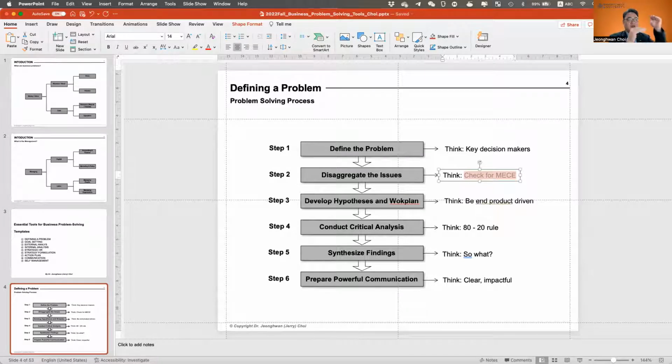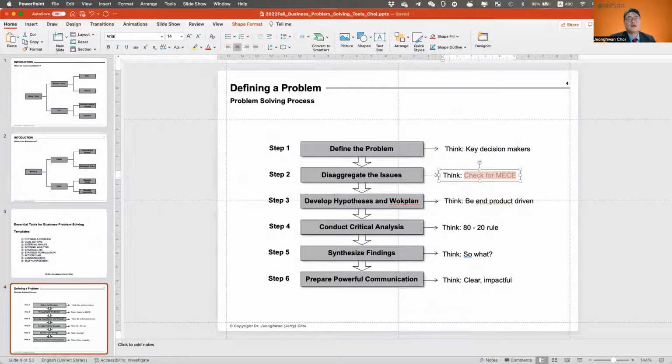What does that mean? Issue by issue, there must be no overlap. Every issue must be independent of each other. And when we add up all the issues, that must cover the big chunk of the problem. That's the mutually exclusive and collectively exhaustive rule when we apply it to the disaggregated issue process.